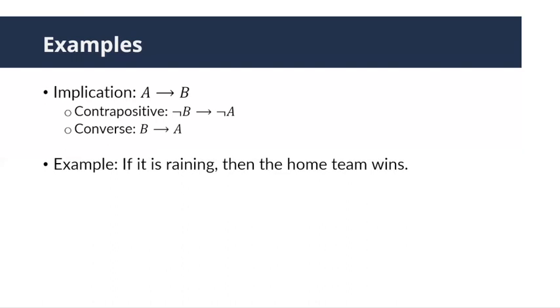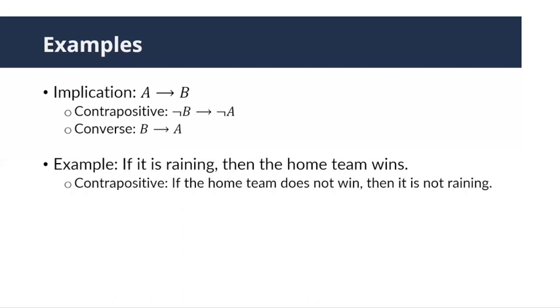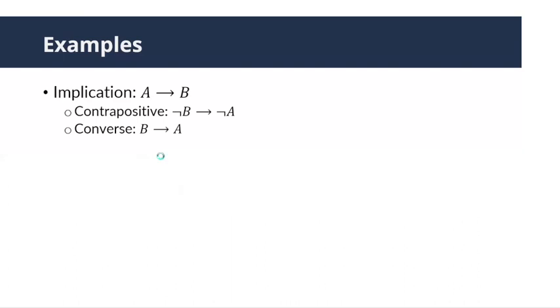Then we can just substitute this in the general contrapositive form and the converse form, and we have for the contrapositive, if the home team does not win, then it is not raining. And its converse is, if the home team wins, then it is raining. Okay? Now my question for you is, are these three propositions equivalent?